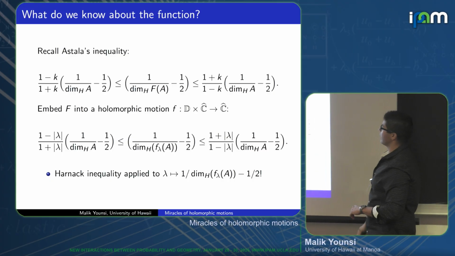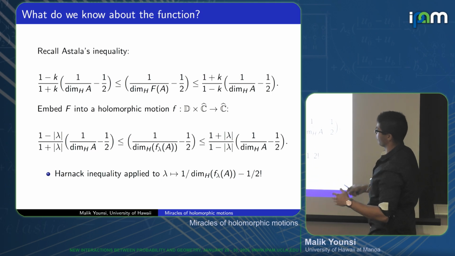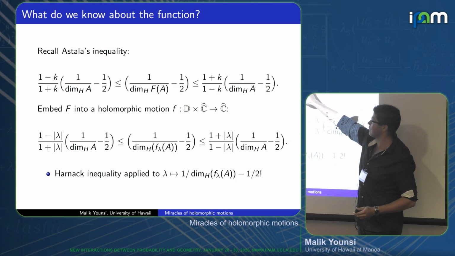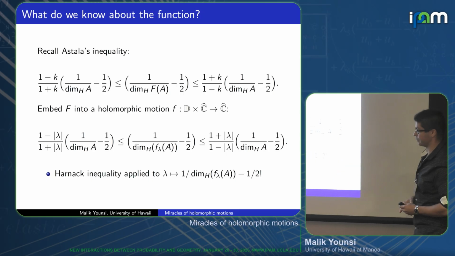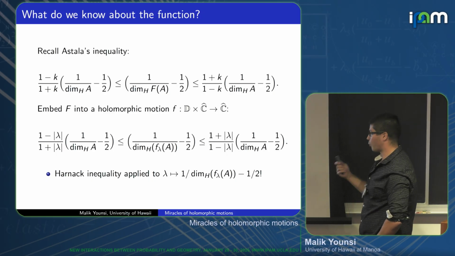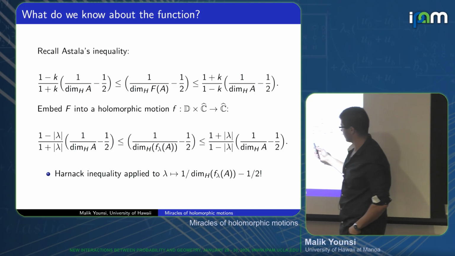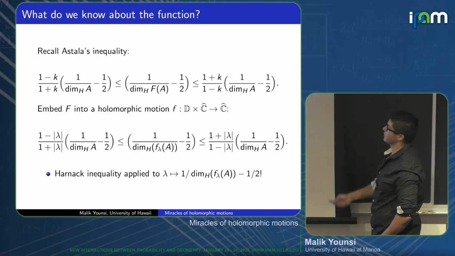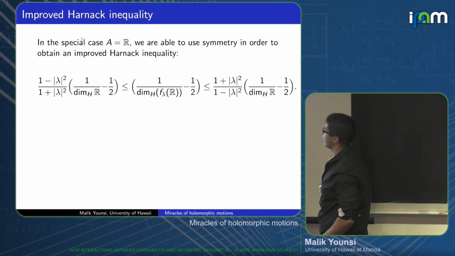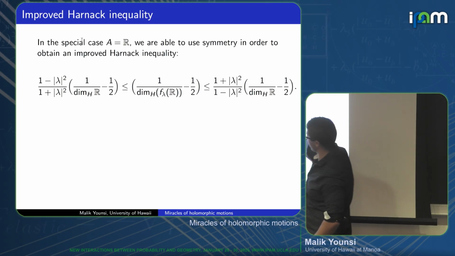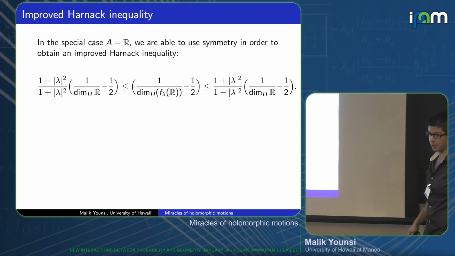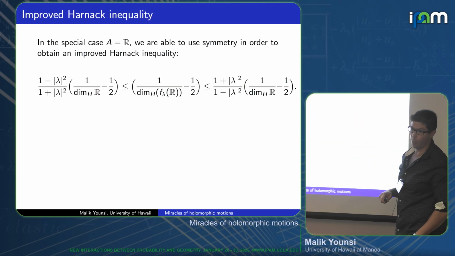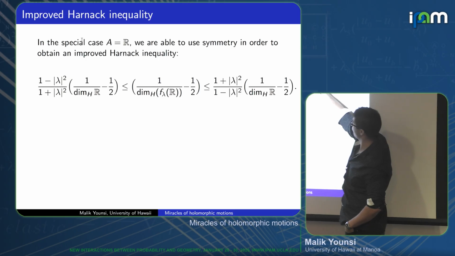Okay, so what's the point of this? Well, if you're able to show that for any holomorphic motion and for any set, this thing always satisfies Harnack inequality, basically that gives you a new proof of Astala's inequalities. Okay? That's what I'm trying to explain here. So what we're looking for to describe this function is something that satisfies Harnack inequality, essentially. Now, how can we hope to get Smirnov's theorem out of this? I can say a bit more about it later, but the idea is that in the special case when A is a real line, there's some additional symmetry. And because of this additional symmetry, we were able to use some improved Harnack inequality. So the idea is that this lambda, you can improve it by a factor lambda squared.